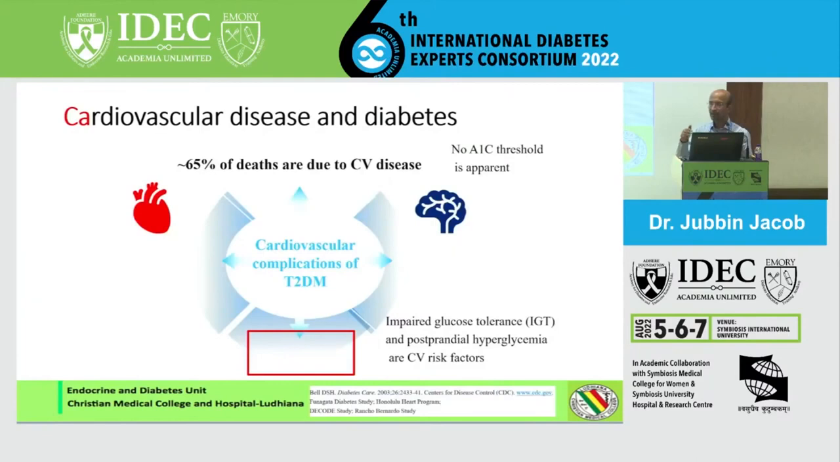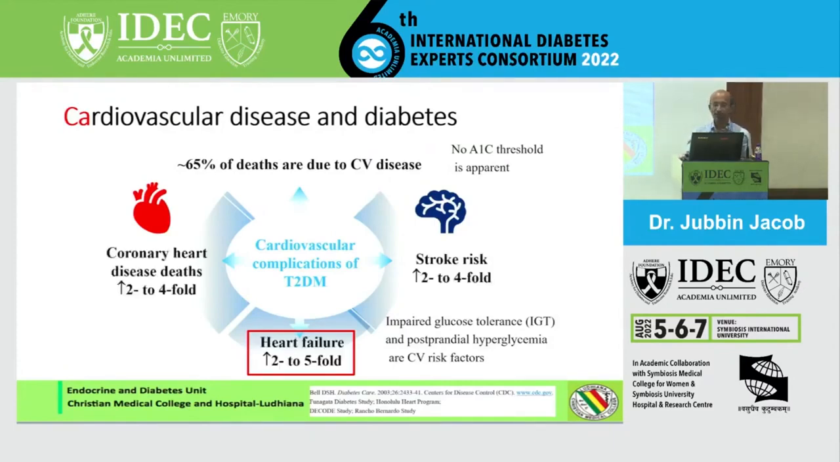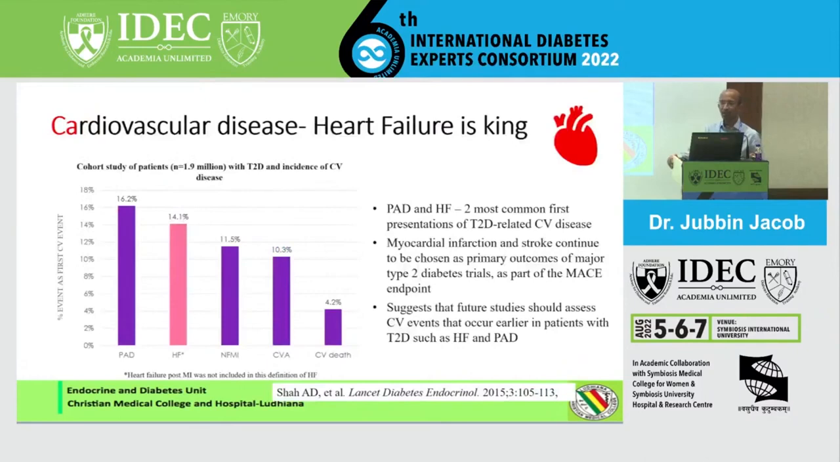And you realize that almost all these complications have a 2 to 4-fold increased risk in diabetes, whether it is cardiovascular disease, whether it is stroke risk, or whether it is heart failure risk. It's almost 2 to 5-fold more in patients with type 2 diabetes. But here we suddenly start thinking every one of these complications should be given the same kind of attention. Probably not. The reason why I think heart failure is king among all this is if you look at the first presentation of cardiac problems in patients, this is a large cohort of about 1.9 million.